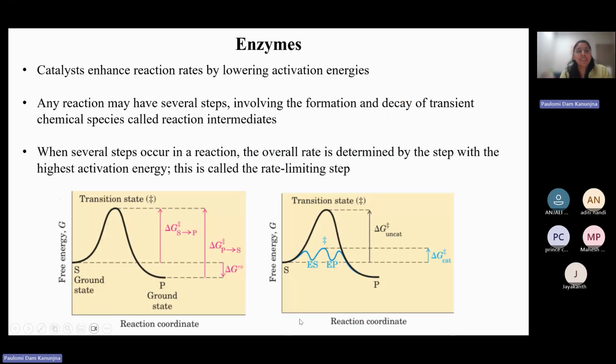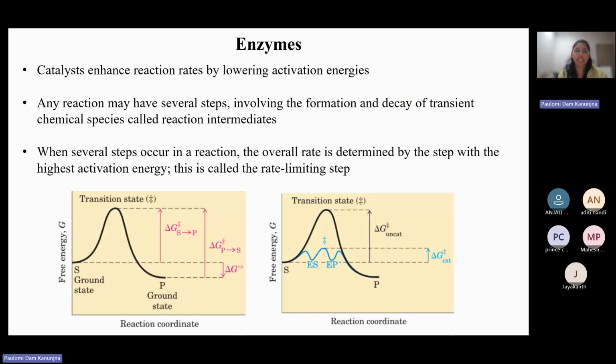Okay. Now, when you have several steps that occur in a reaction, the overall rate is determined by the step with the highest activation energy. Activation energy is basically, to move from one state to another state, you need energy differences. The difference in the energy is called the activation energy. The one which has the highest activation energy is the slowest to take place. So if you have, let's say, three steps in a reaction, and reaction number 2 has the highest activation energy, it is the slowest step to take place. So that is a rate limiting step.